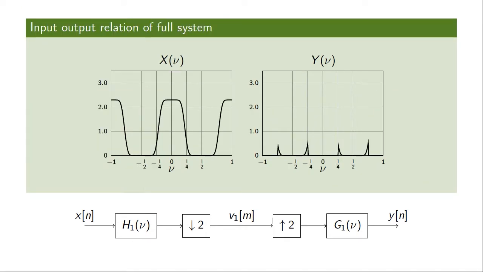But this mirroring of the spectrum is exactly what happened in the first part. So overall, if we compare the full system now with the input discrete time Fourier transform and the output discrete time Fourier transform, the whole system just acts as a high-pass filter. So it removes frequencies in the range -1/4 to 1/4, but it keeps frequencies in the range -1/2 to -1/4 and 1/4 to 1/2. So this part of the spectrum.